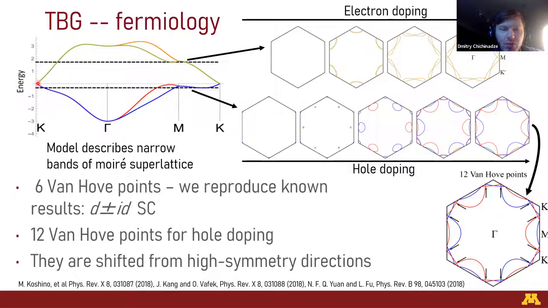Now, one can notice that depending on the tight binding parameters, the bands might be somewhat particle-hole symmetric. This essentially could mean that, for instance, if we dope the system with electrons and reach the van Hove doping, we will have only 6 van Hove points. However, if we start doping with holes, or vice versa, depending on the parameters, we can get 12 van Hove points. Van Hove points are important because at this point the density of states diverges, and even weak coupling becomes more and more important for the interaction effects. We will study the 12 point case here because for 6 van Hove points, we reproduce known results: a d plus id superconducting state. This state is chiral, but it doesn't break rotational symmetry. So today I will only focus on this case.